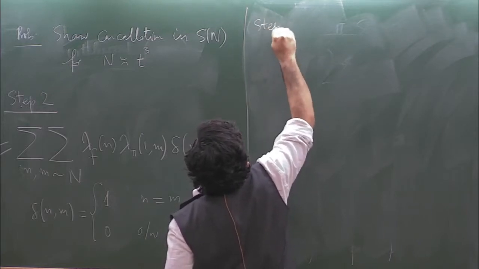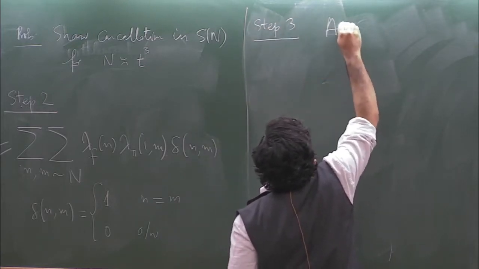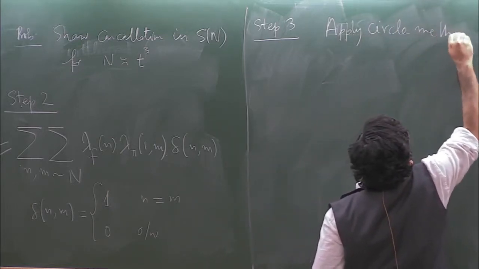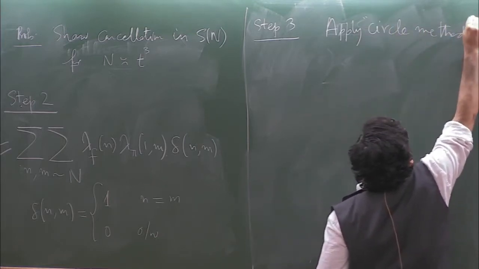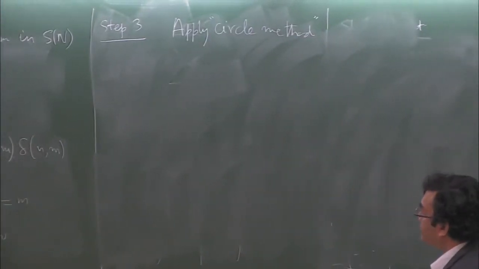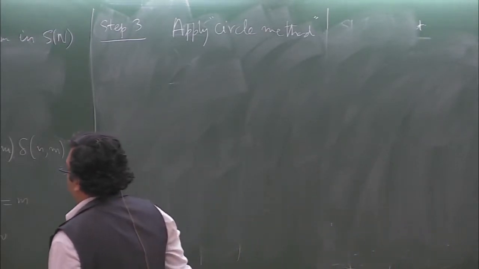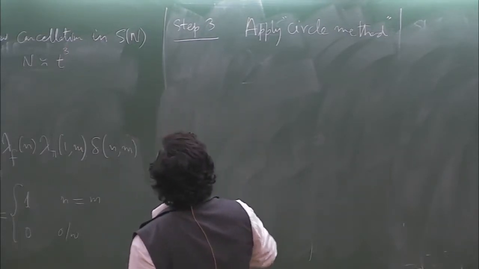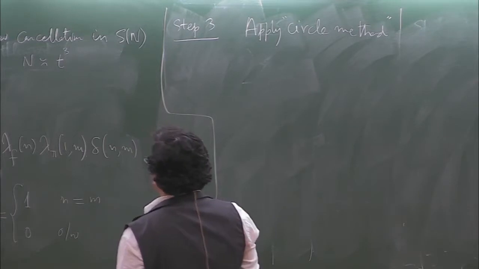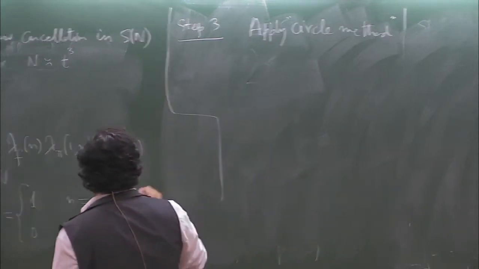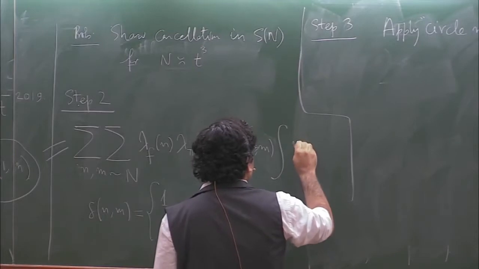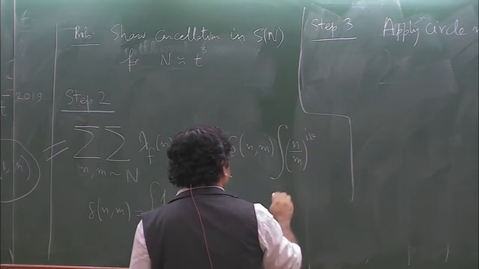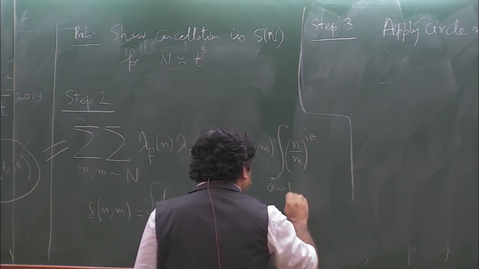Step 3, we apply some form of circle method. All right. So before that, I have to do a little bit more over here. Otherwise, you don't get the result that you want. So the little more over here is we throw in an integral. So n over m to the power iv, okay, where this v is of some size, a capital K.